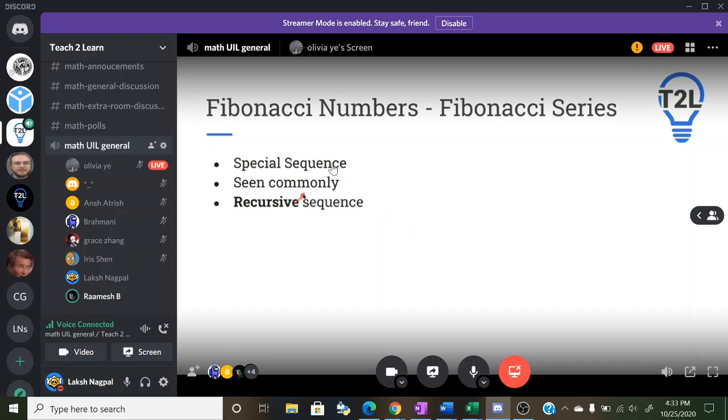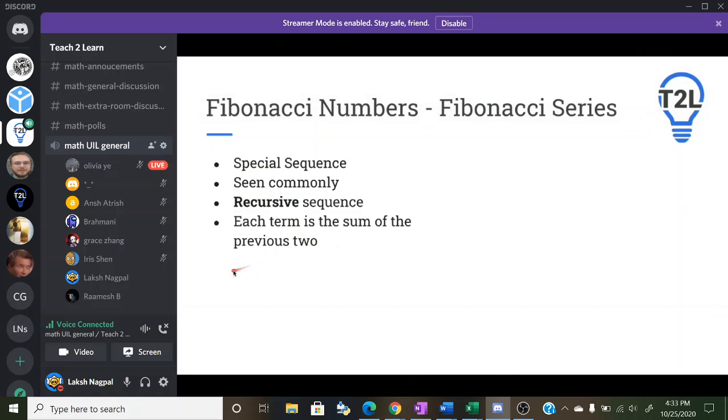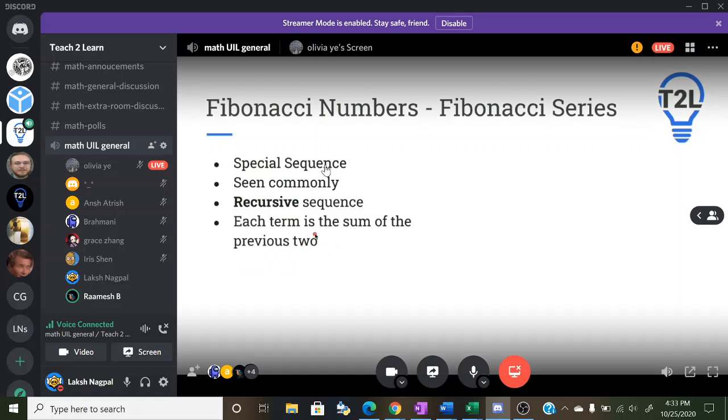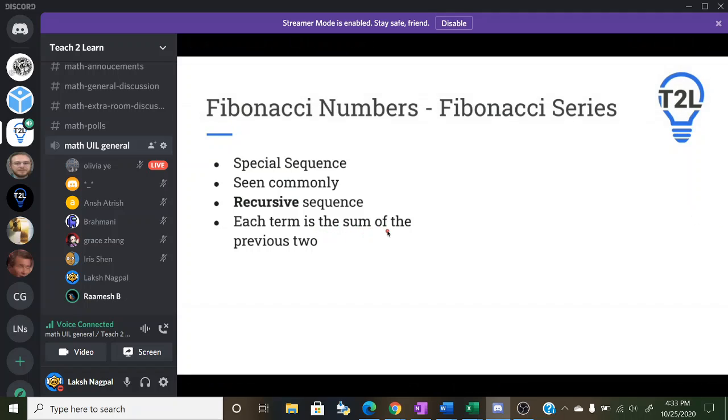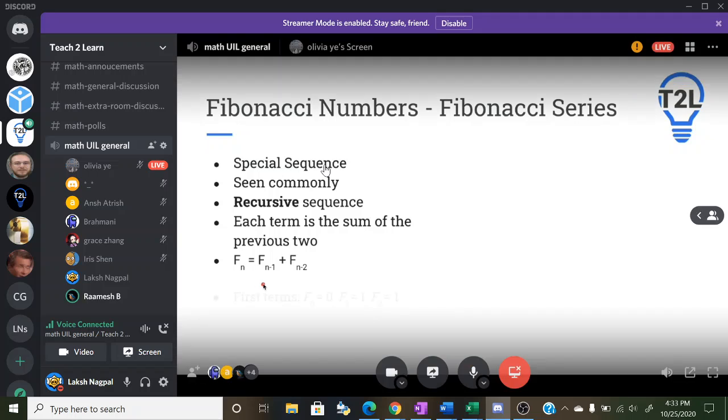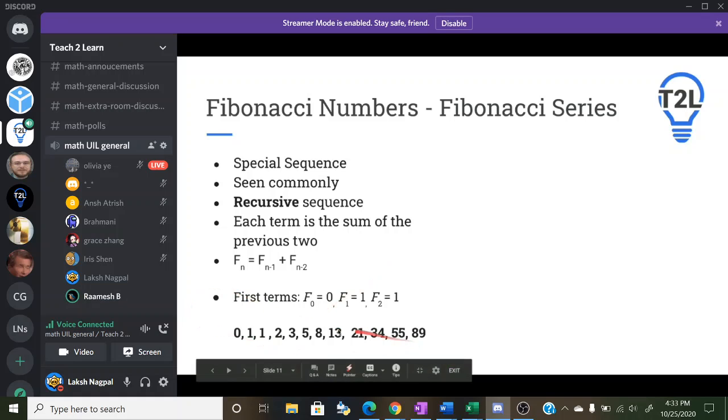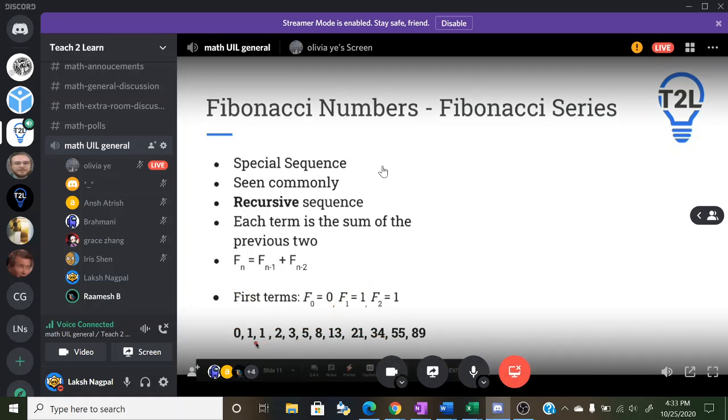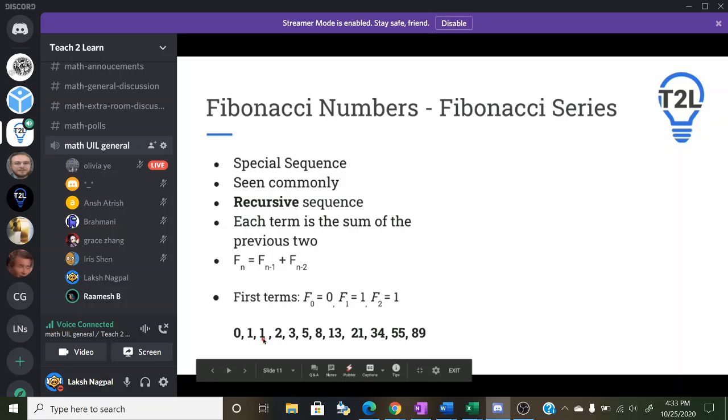It's a recursive sequence. It goes on forever, and how it works is it goes 0, 1, 1, 2. Basically, you take two numbers in the sequence, you add them, and that's the next number. And then you take the last two numbers. So let's look at this. 0 plus 1 is 1. And then you have another 1. 1 plus 1 is 2. 1 plus 2 is 3. 2 plus 3 is 5, and so on and so forth.